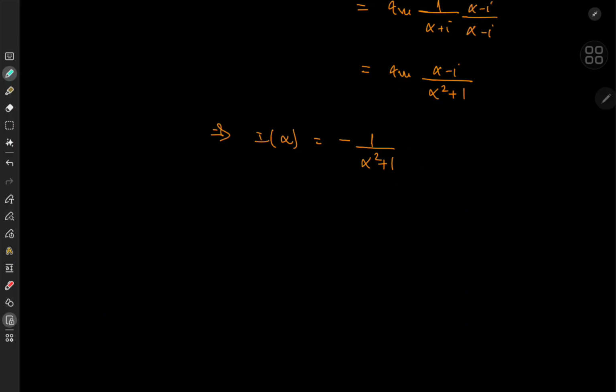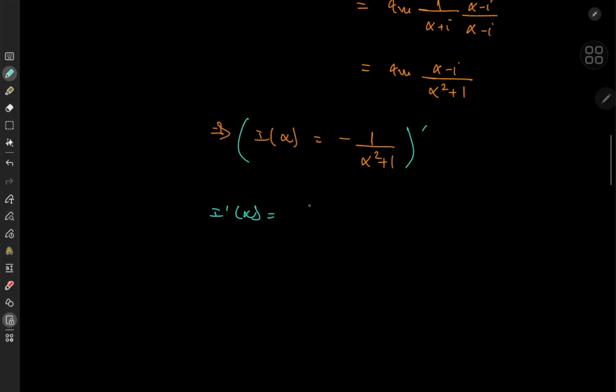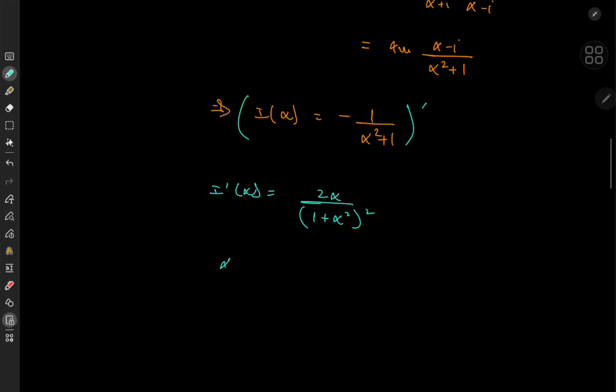We need to differentiate this with respect to alpha. So let me just prime the whole thing, where the prime means differentiate with respect to alpha. And we have I prime of alpha equal to, let's see, we should have 2 alpha up top, a negative sign, 2 negatives canceling out, 2 alpha over (1 plus alpha squared) whole thing squared. And recall we needed alpha equal to 1/2 for the target integral. So I here is equal to 2 times 1/2 over 1 plus 1/2 squared.